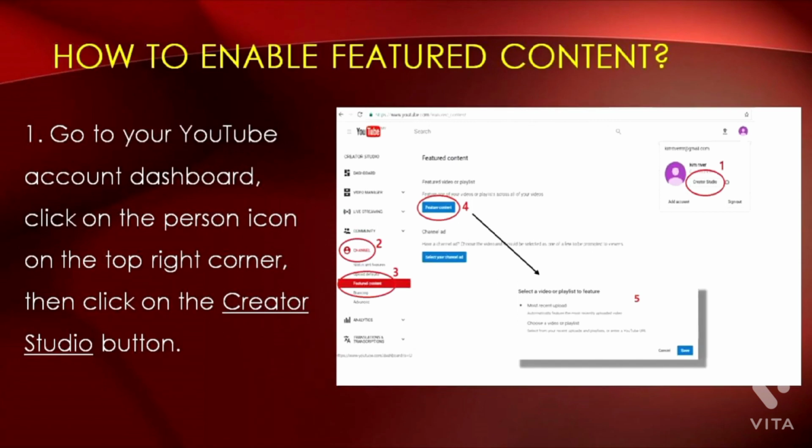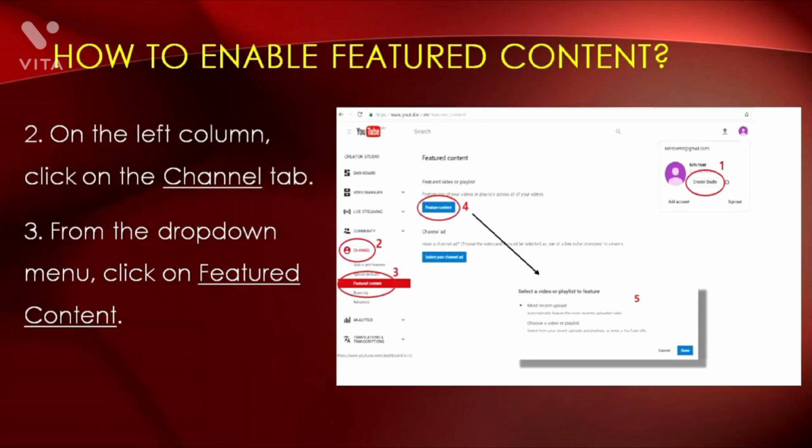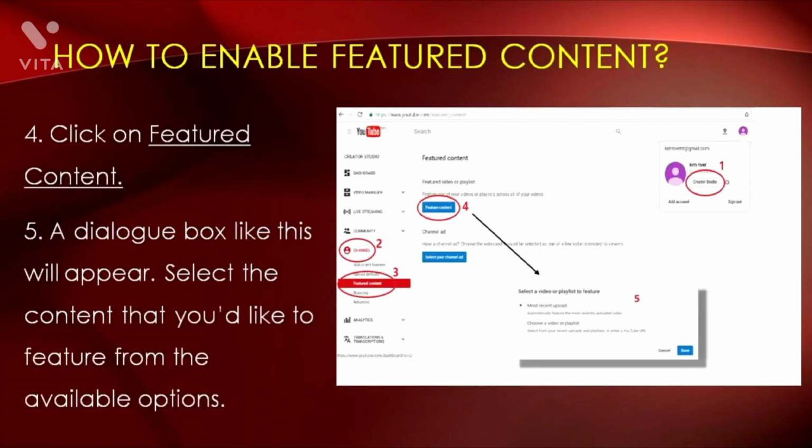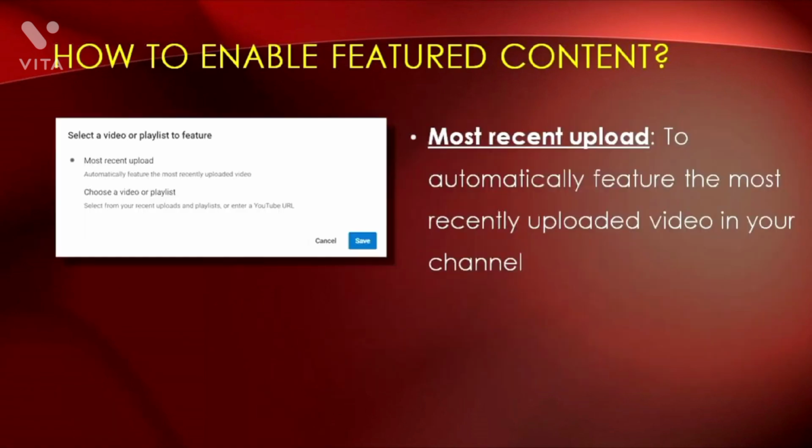First, go to your YouTube account dashboard, click on the person icon on the top right corner, then click on the Creator Studio button. Second, on the left column, click on the Channel tab. From the drop-down menu, click on Featured Content. Then select Featured Content. A dialog box like this will appear. Select the content that you'd like to feature from the available options. Let me briefly explain more about the two available options you can select from.